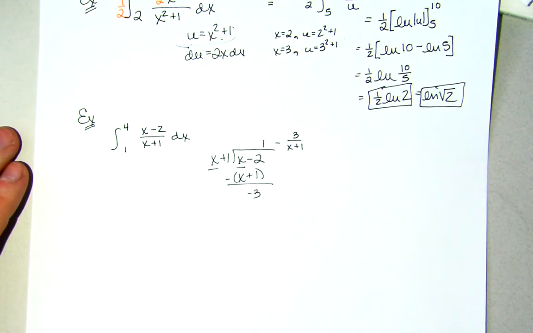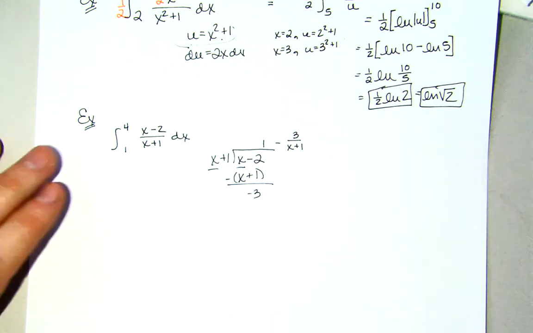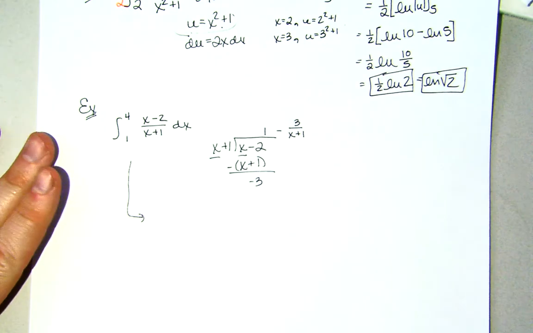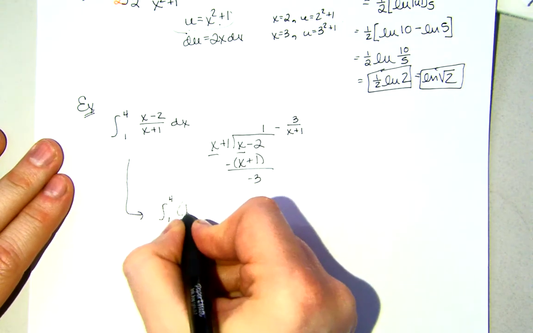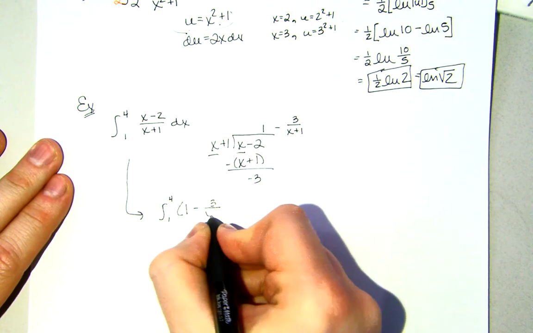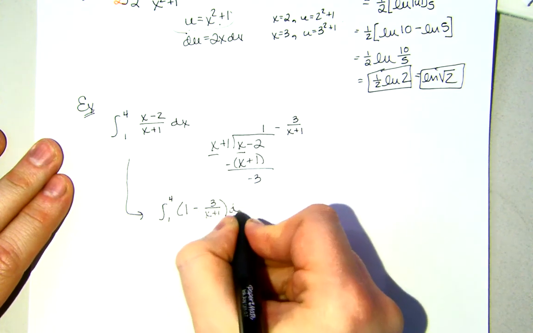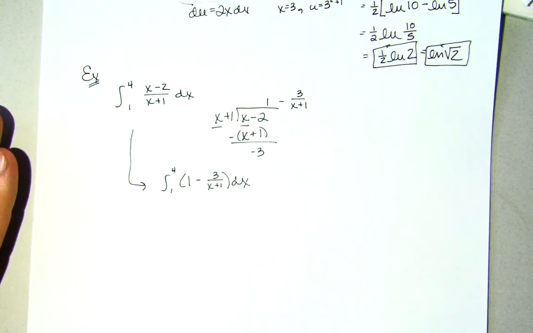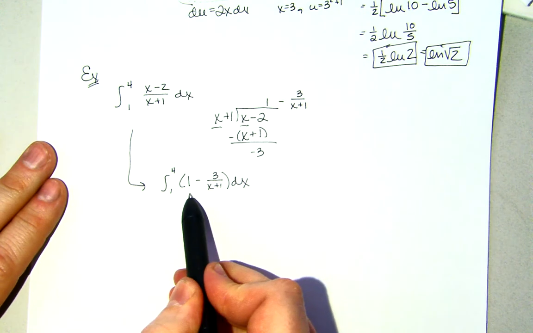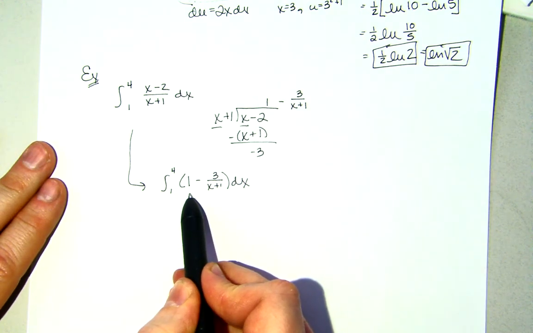Maybe 1 minus 3 over x plus 1. I hope. My problem is the integral from 1 to 4 of 1 minus 3 over x plus 1 dx. Do you need a u substitution? Yes. But the problem is there's another part that doesn't require u substitution, right? You don't need that on the 1.